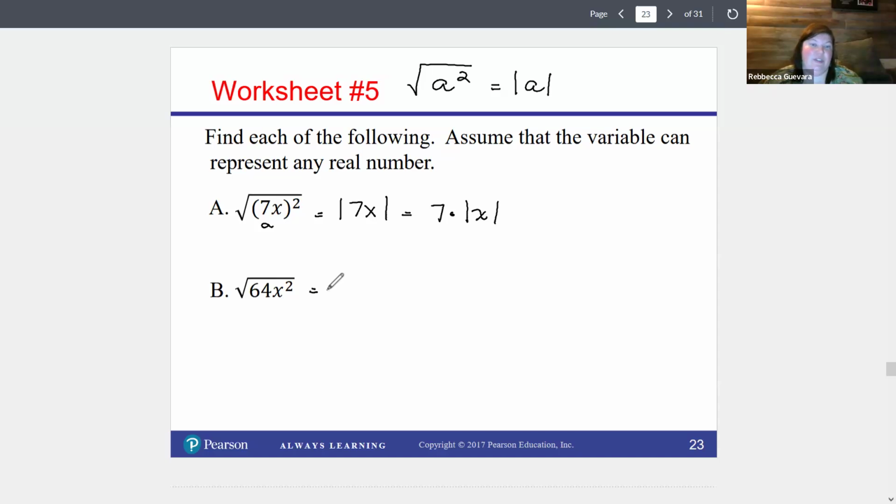So here, this is the square root of 64 times the square root of x squared, because both of those are squares. The square root of 64 is 8. The square root of x squared is the absolute value of x.